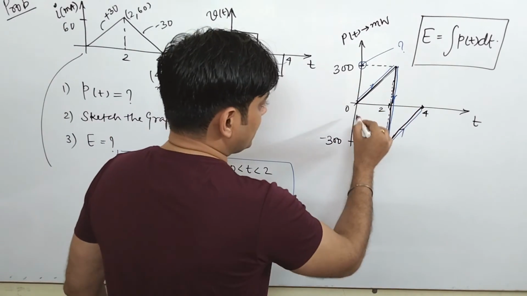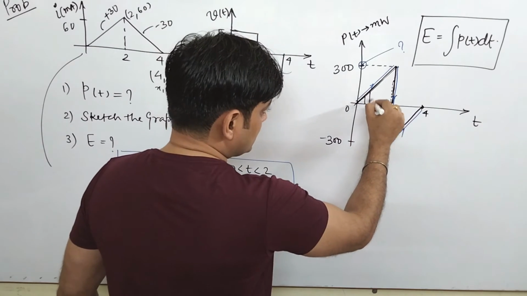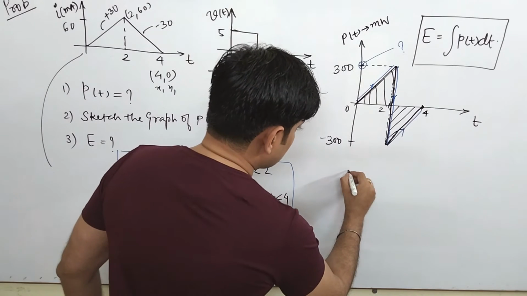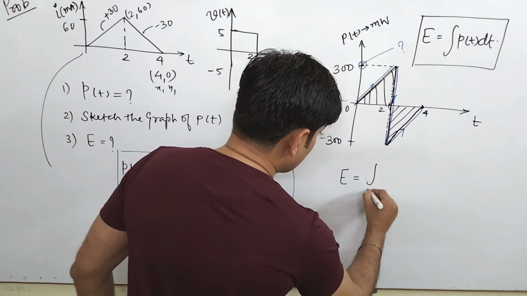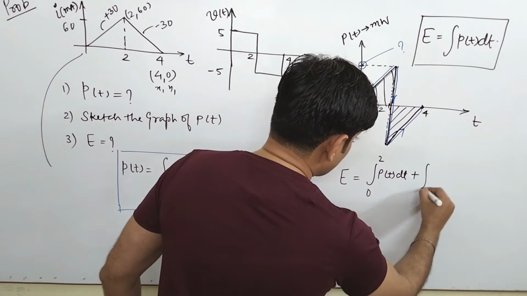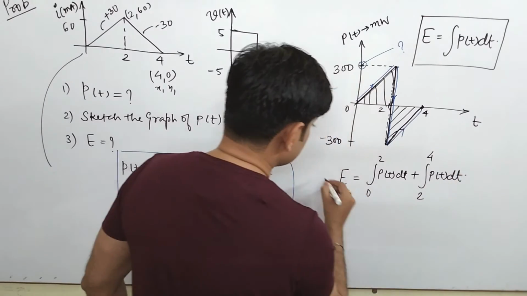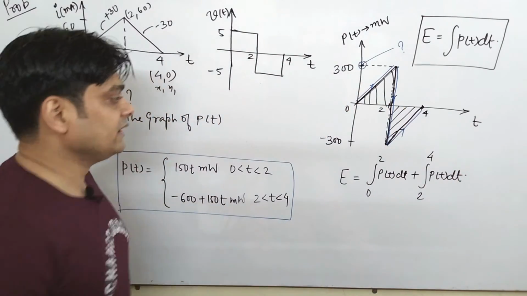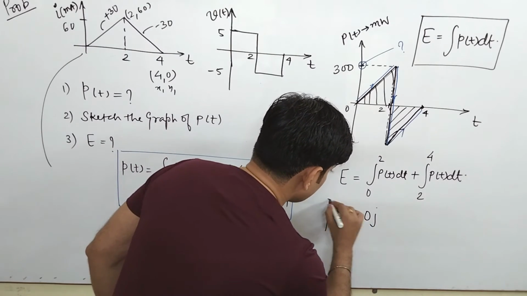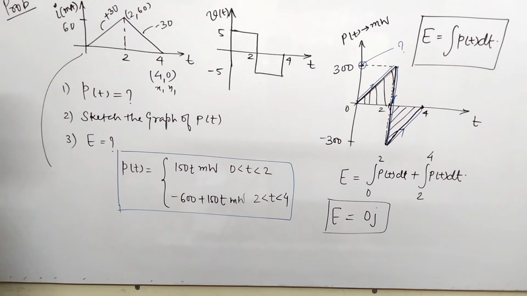Now since it is a symmetric figure, you can find the area under this figure. This is your positive half, this is your negative half. So directly you can say that E is the integral from 0 to 2 of p(t) dt plus the integral from 2 to 4 of p(t) dt. Since the figures are symmetric in nature, you can directly write the energy as 0 joule. Yes, the value of energy comes to be 0 joule.